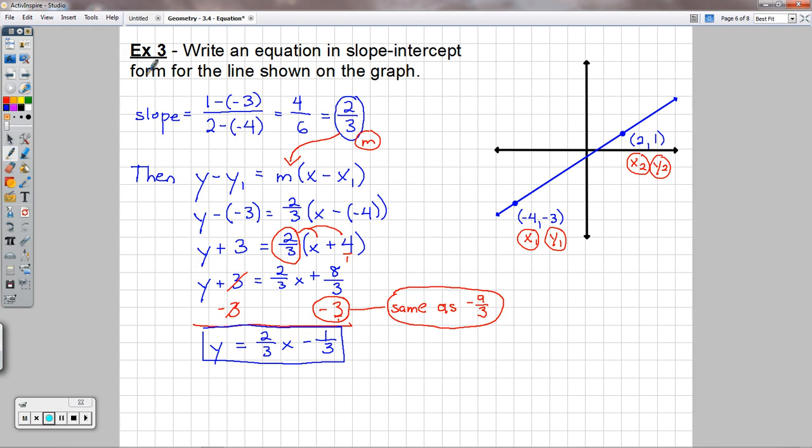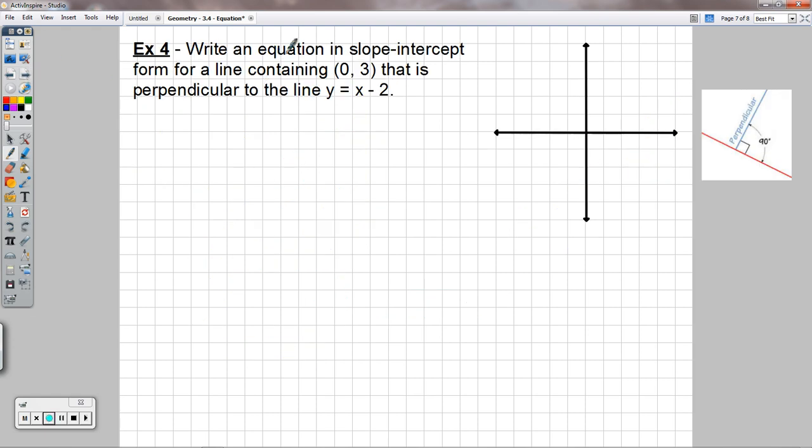Let's check out example 4 now. Example 4 says to write an equation in slope-intercept form for a line containing (0, 3) that is perpendicular to the line y equals x minus 2. So this line, the perpendicular line, I'm going to do this in blue. So I'm going to circle that in blue. That's your normal color. And if you have a second different color, I think it would be useful here. I'm going to use green to do the perpendicular line on the graph over here.